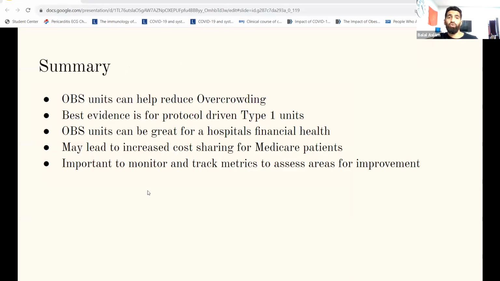So in summary, OBS units can be great to help reduce overcrowding. The best evidence is for protocol-driven type 1 units like the one that we have at County, which is why I think it is important to always try to be aware of the protocols and stick to them when you are trying to put a patient on OBS. OBS units can be great for a hospital's financial health in more ways than one. Just be aware they may lead to increased cost sharing for Medicare patients, and it's important to track and monitor metrics to always assess for areas of improvement.